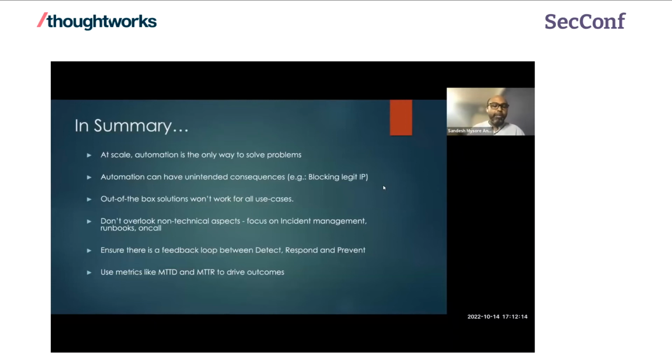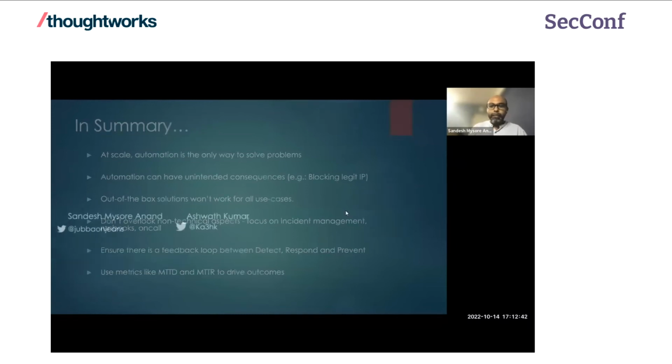Finally, it really helps to track metrics to drive outcomes, especially in the world of security incidents or incidents in general. MTTD and MTTR, mean time to detect and mean time to respond, are really interesting metrics. There are others as well, depending on what area of security you're working on, like defect density. But in general, tracking these metrics closely, measuring them, and seeing what's working and what's not can really help you drive better outcomes.